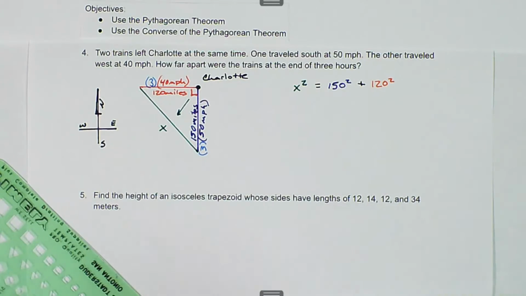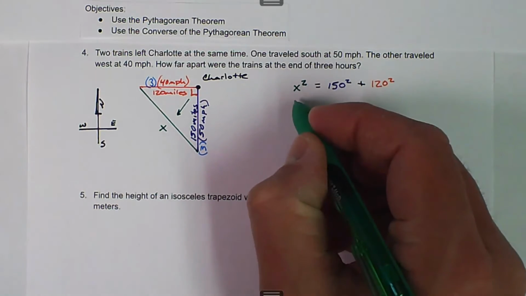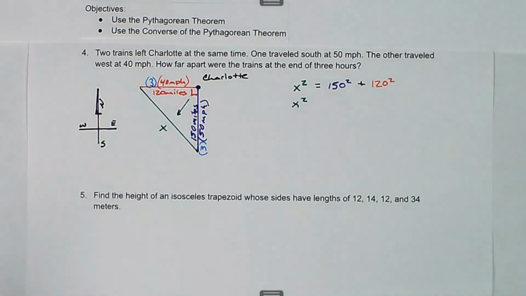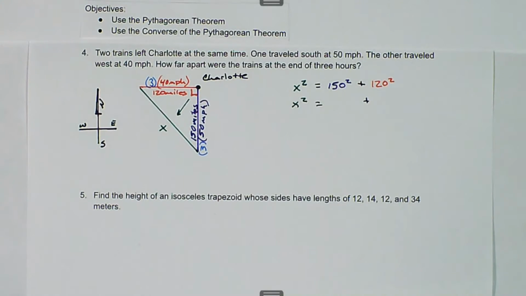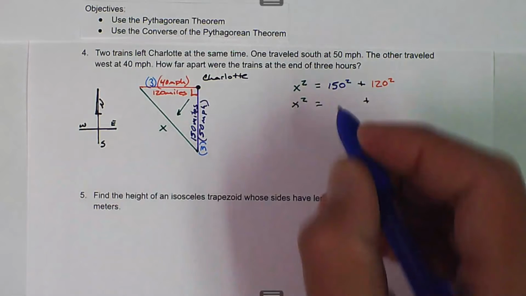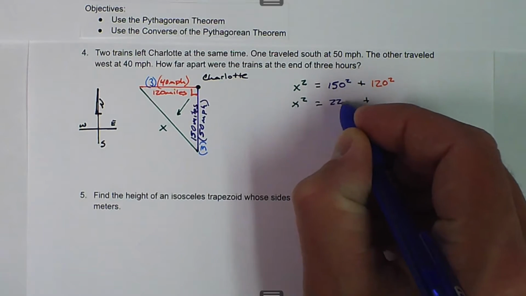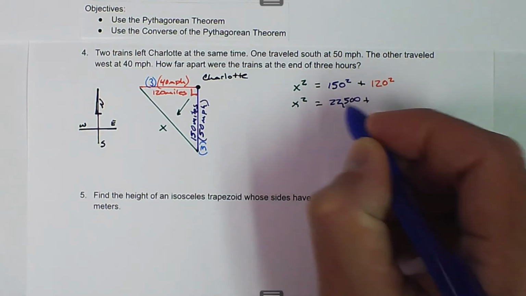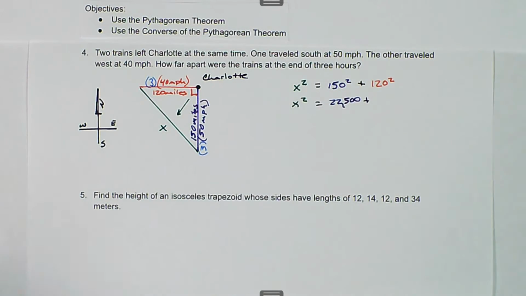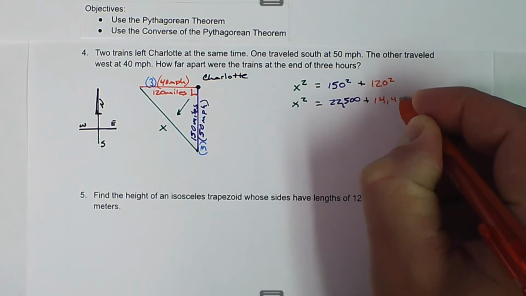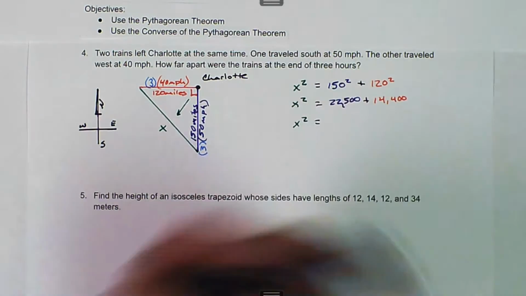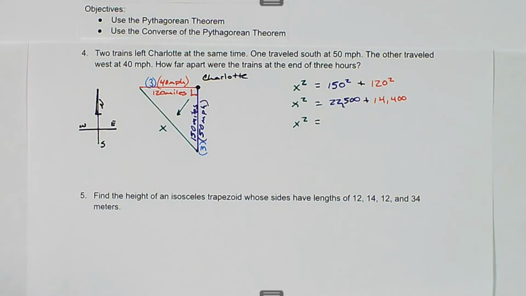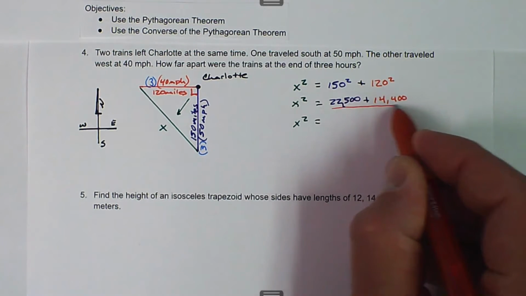And we can use our calculator for that. On the left-hand side, we still get x squared. On the right-hand side, we get 22,500 and we get 14,400. Then we can add those together. On the left side, we get x squared. On the right side, we get 36,900, and we add these two together.